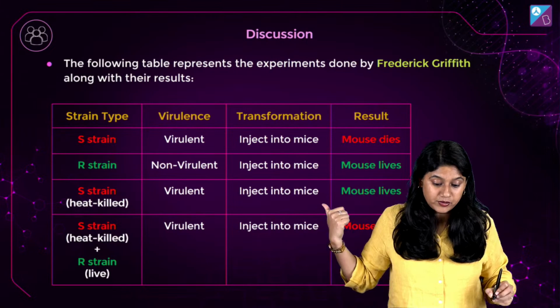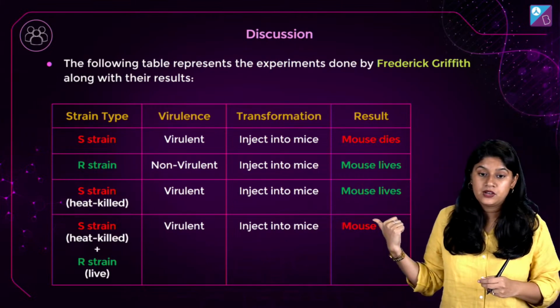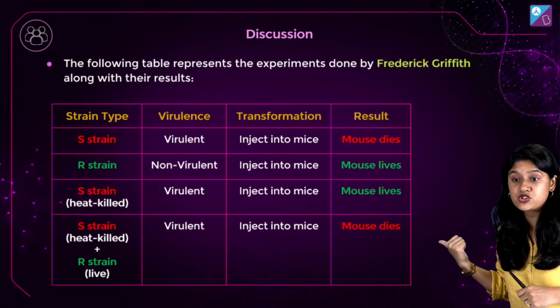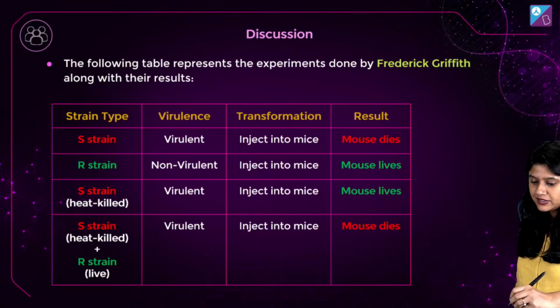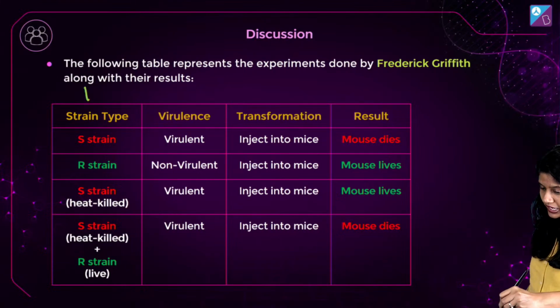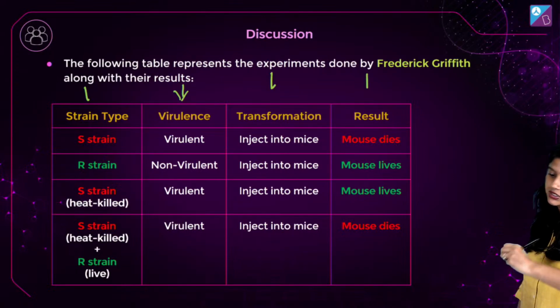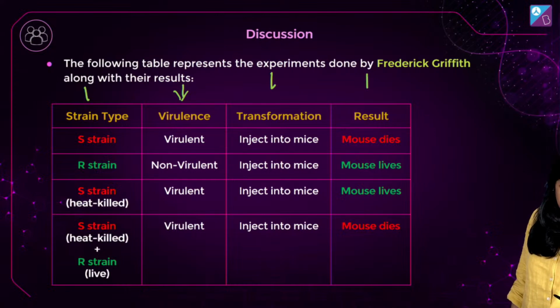Clear? So here everyone, take a screenshot of this quickly. Quickly everyone, it's a very quick revision for all of us to have. See, strain type, right? We have the virulence, we have the transformation, and we have the result. Okay? Very good everyone. Quickly, take a screenshot. Yes, and I hope that all of you are enjoying, everyone.